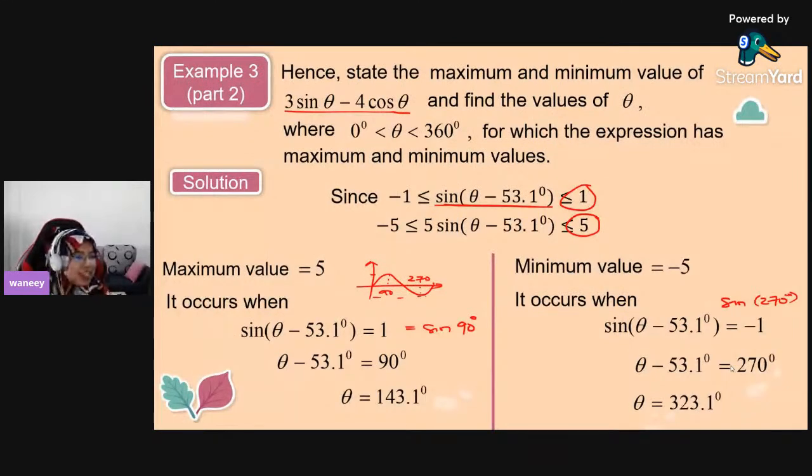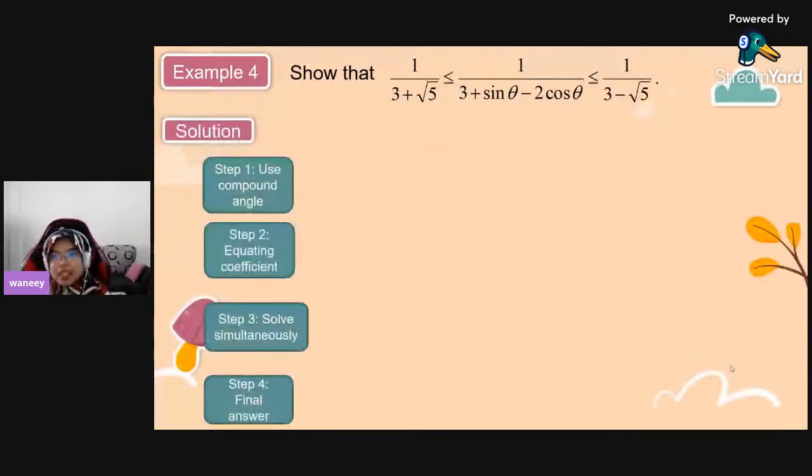Okay, so now the last question for today. Show that 1 over 3 plus square root of 5 is less than or equal to 1 over 3 plus sine theta minus 2 cos theta, less than or equal to 1 over 3 minus square root of 5. Okay, so what do we need to do? I do see a mixture between the sine and the cos, where we have sine theta minus 2 cos theta. So I'm going to change this to become sine. Why do I change it to become sine or cos?